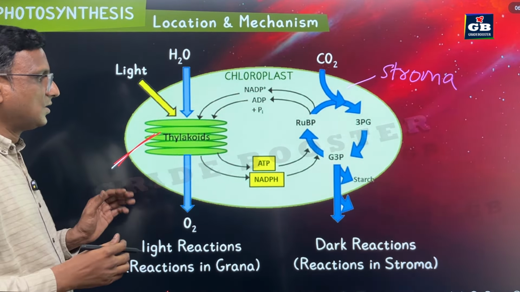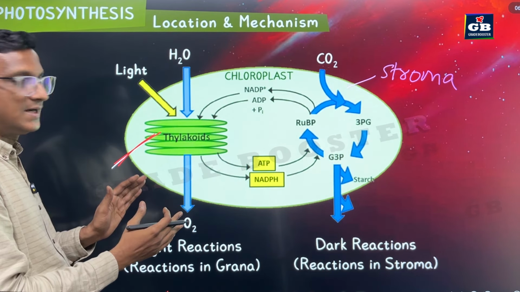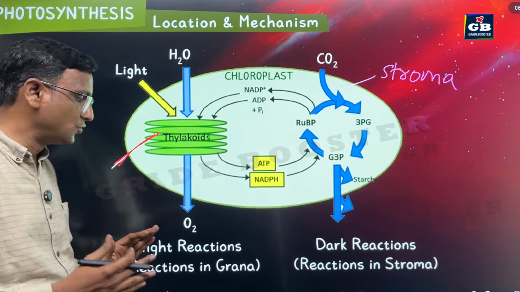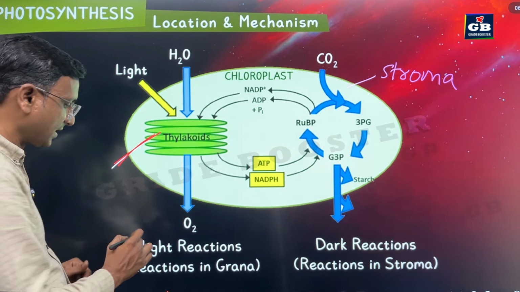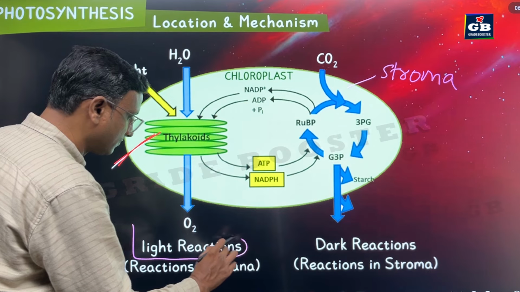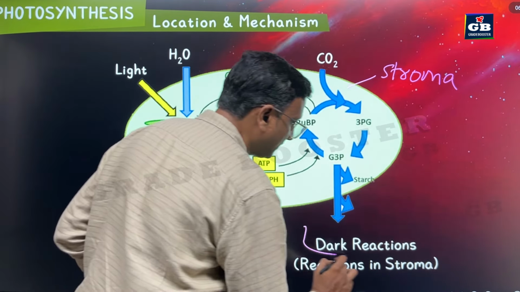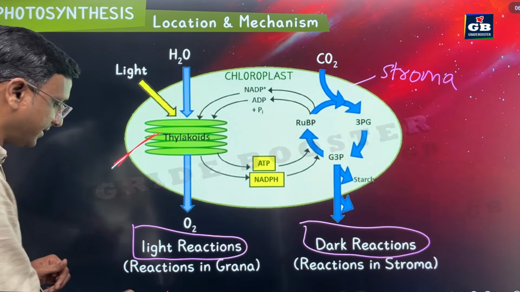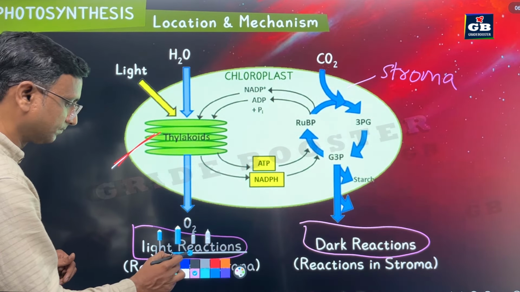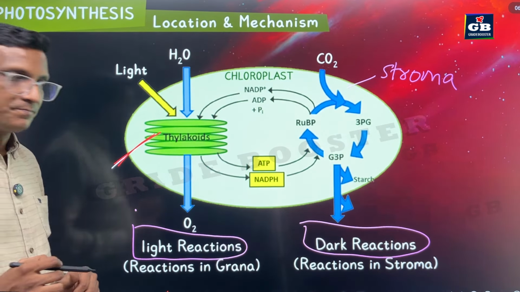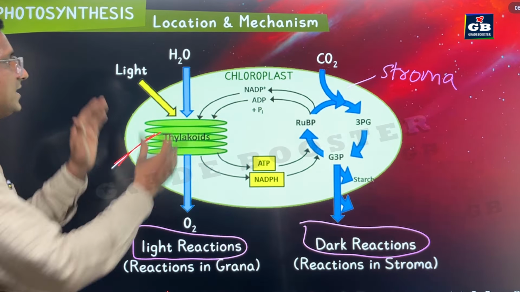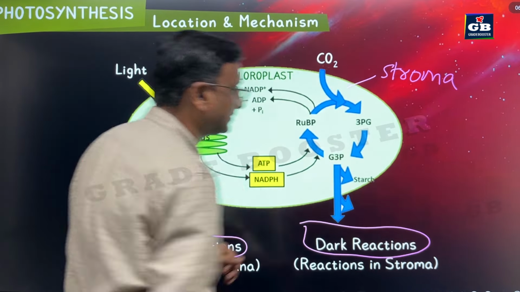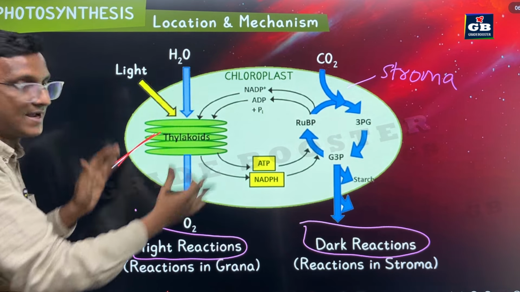Right. So here, you see that the complete process of photosynthesis is divided into 2 phases, light reactions and dark reactions. Right, children? So what are these light reactions? This part is light reactions and this part is dark reactions. First, let us look at the light reactions.